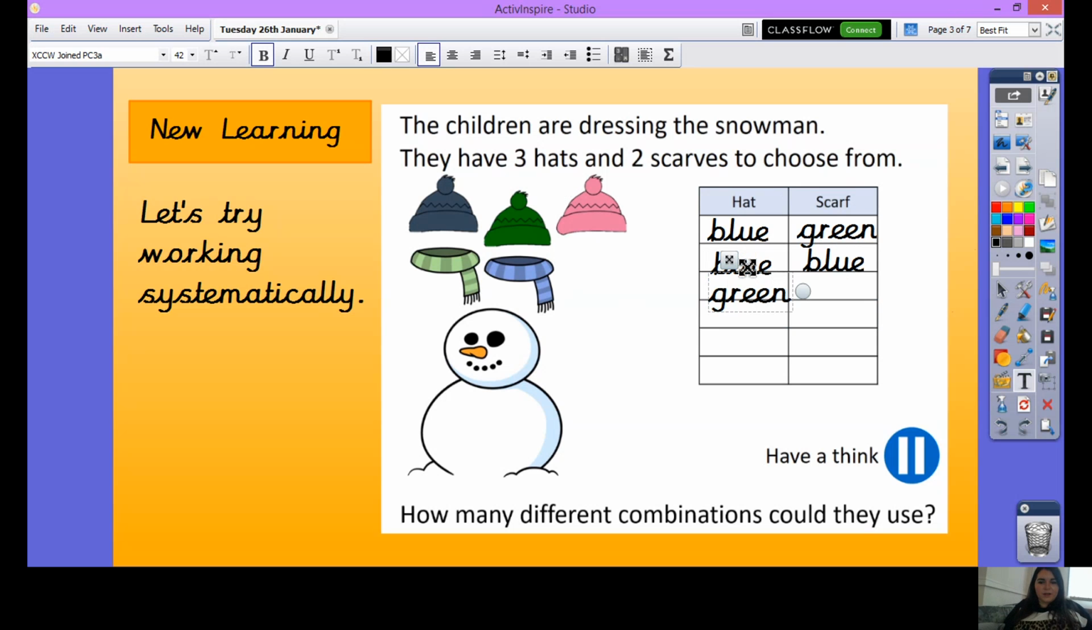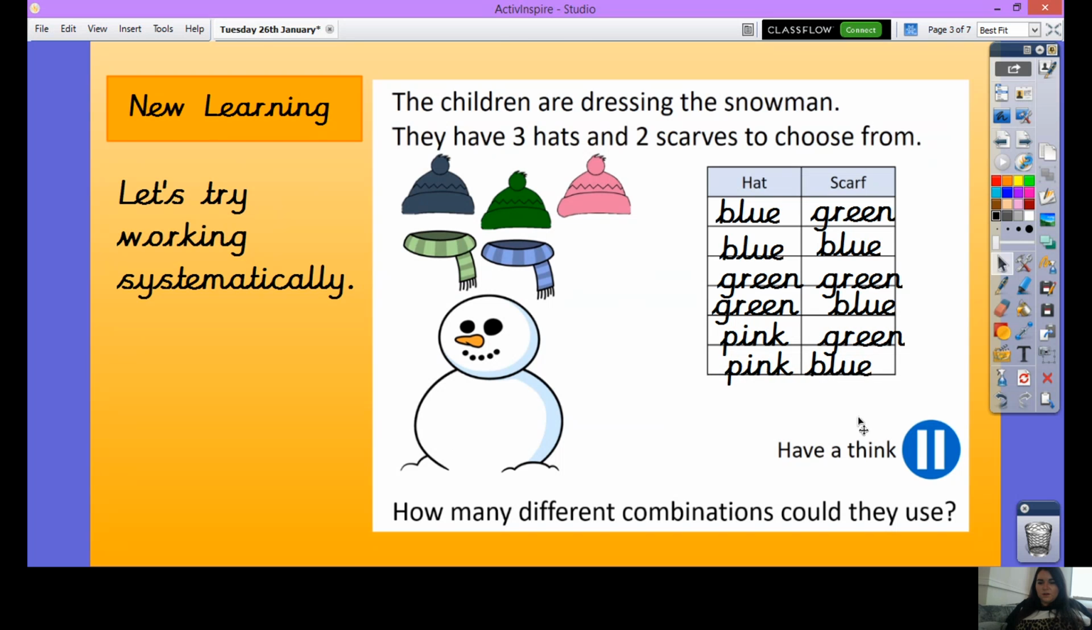So there's a green hat, which I know could go with the green scarf. There is a green hat, which could go with the blue scarf. A pink hat would go with the green scarf, or there is a pink hat which could go with the blue scarf. So those are all the different possible options.